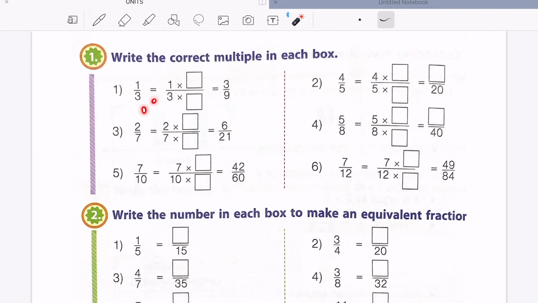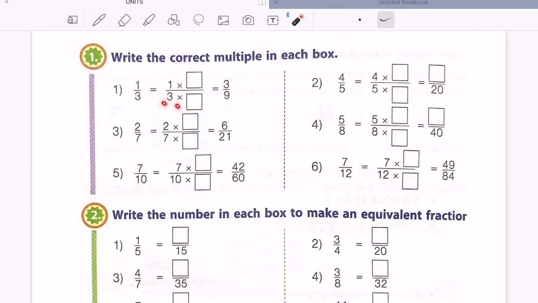1/3 is equal to 1/3 times blank equals 3/9. So 3/9. So 3 times what equals 9? 1 times what equals 3? What did they multiply to get 3? And what did they multiply to get 9? Remember, if we multiply the same number, we will get the same. We always have to multiply by the same number.